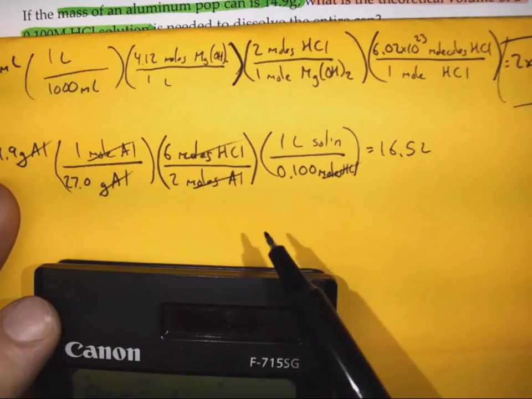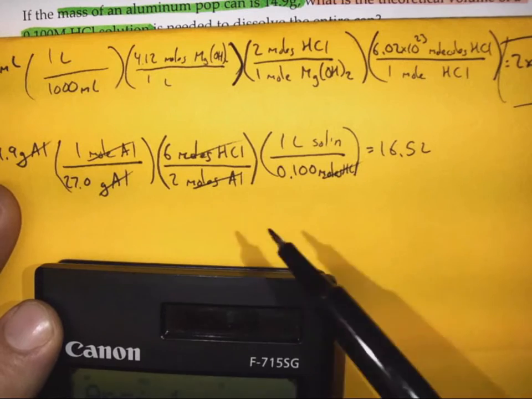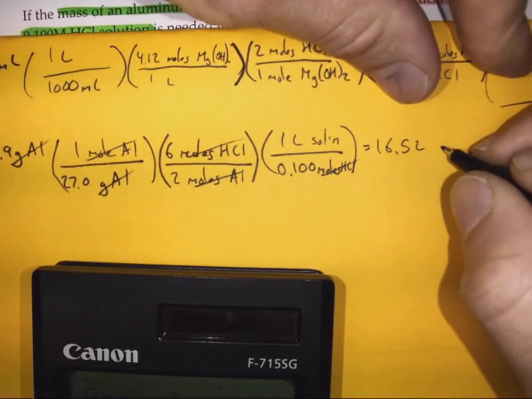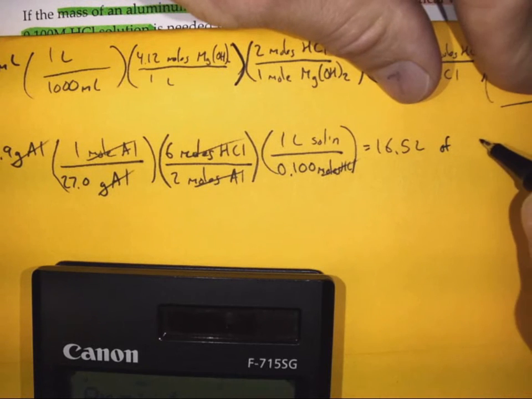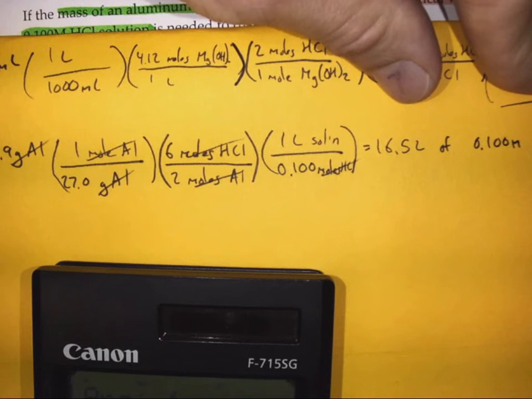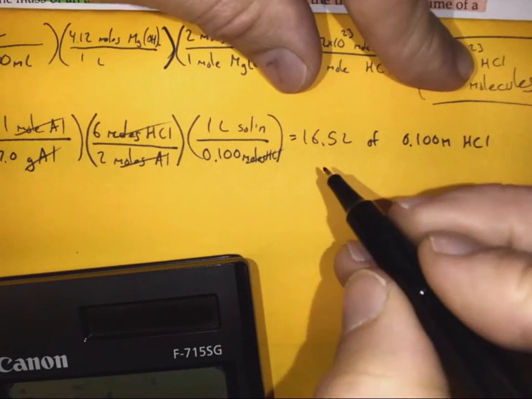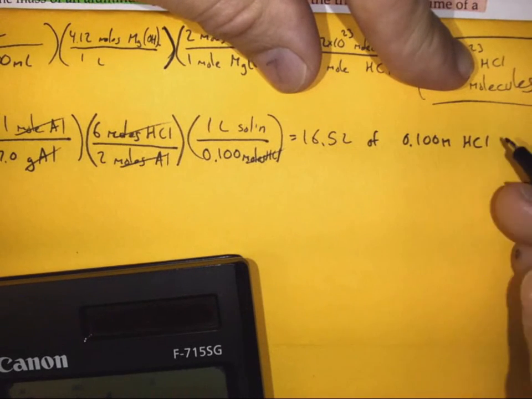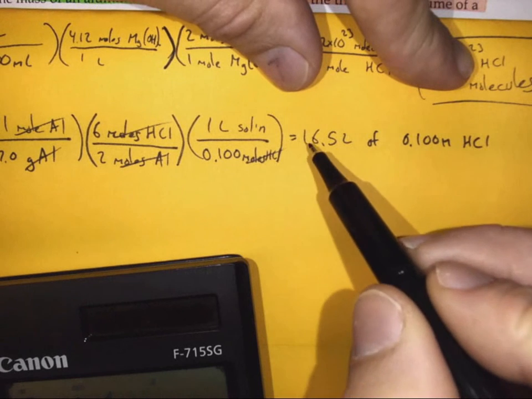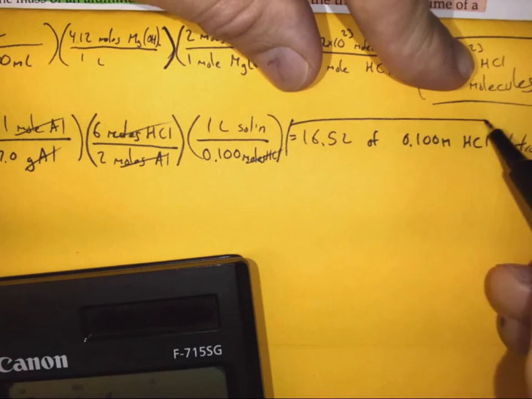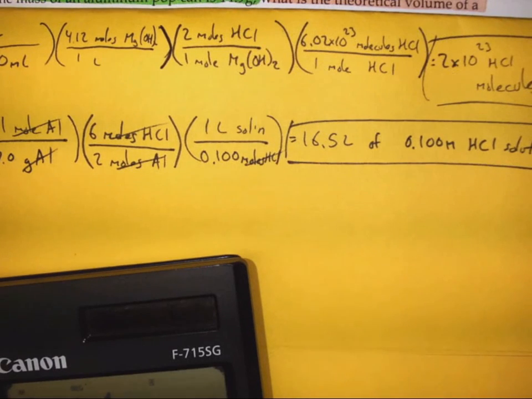So I think maybe if we're going to do this in class, we'll need a more concentrated solution. That way we don't need as large a volume of 0.100 molar HCl solution. And there you have it.